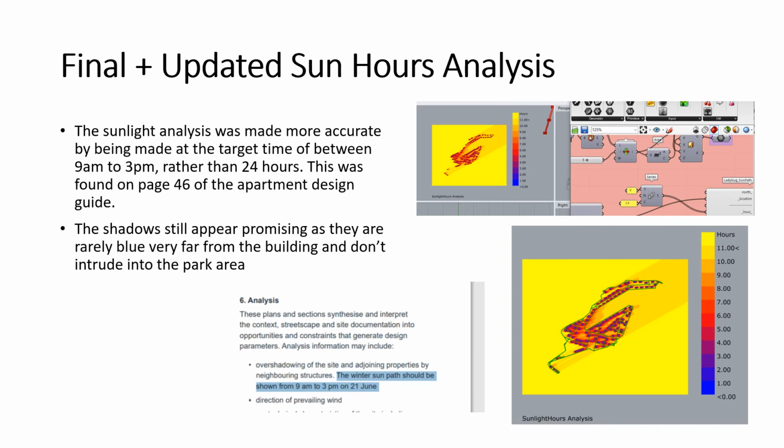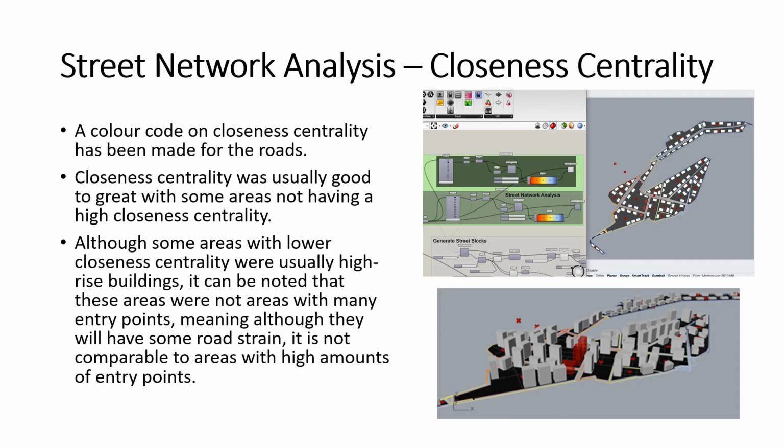A final change was made with the new layout to the sunlight analysis, where it was also improved to be between 9 AM and 3 PM rather than the whole 24 hours, to improve the accuracy on the important times that we need. This time was found on page 46 of the Apartment Design Guide. The shadows still seem promising, as they are rarely blue when they're far from the building, and they don't seem to intrude on the parkland area.